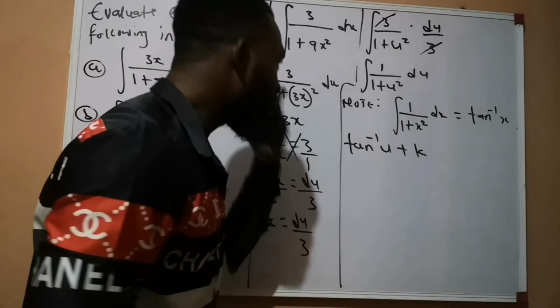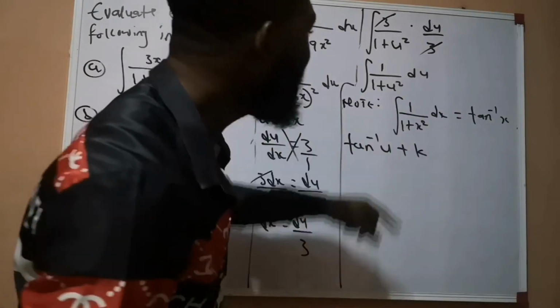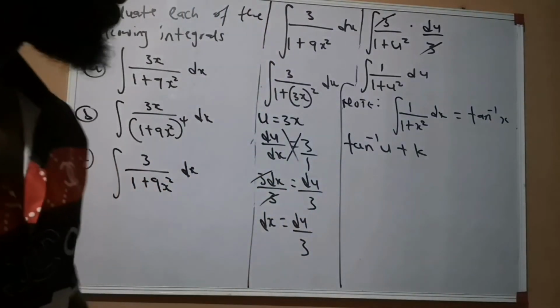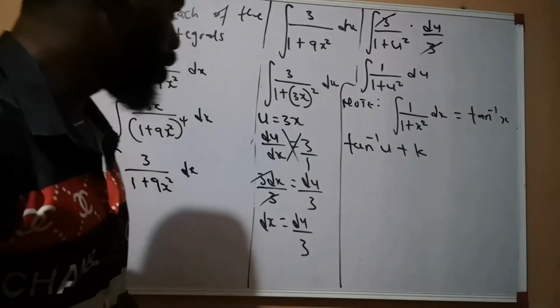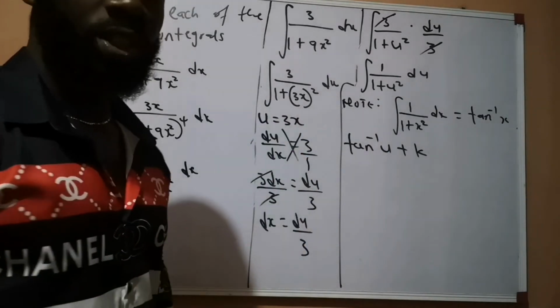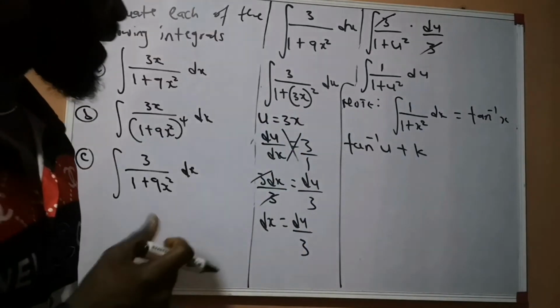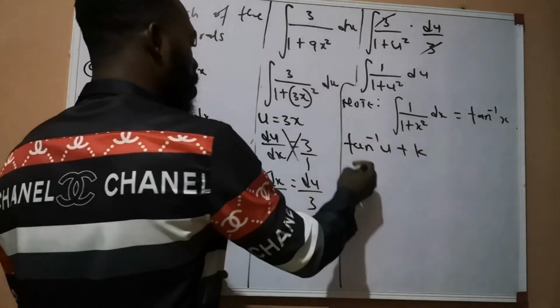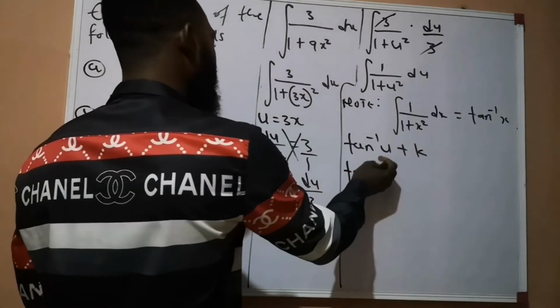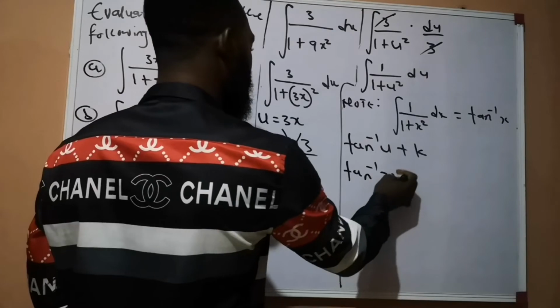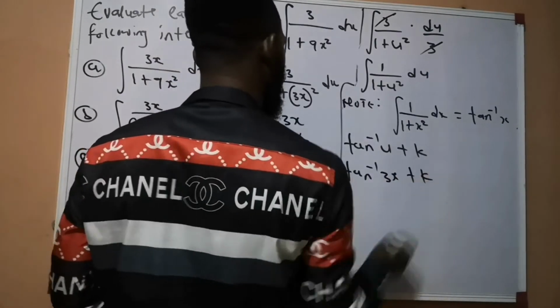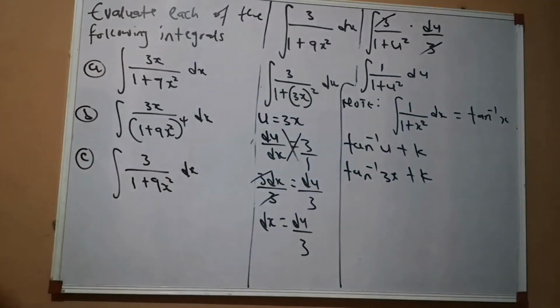But don't forget that we said what u is in the question. We said that u is 3x. So what becomes the final answer to this question? It becomes tan inverse of 3x plus k. This becomes the final answer to the question.